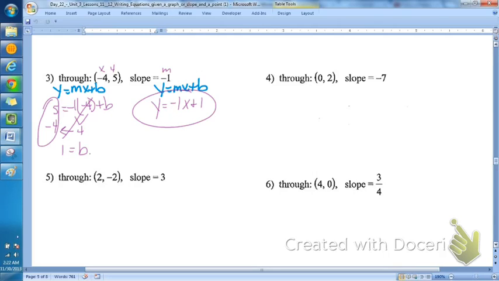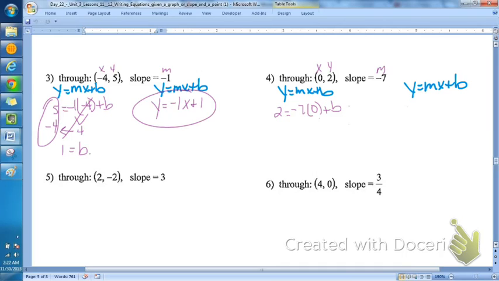Question number 4. So I need y equals mx plus b 1 time and y equals mx plus b 2 times. With the first equation, I am solving for b by plugging in my x value, my y value, and my m value. So plug it in. I should have 2 is equal to -7 times 0 plus b.